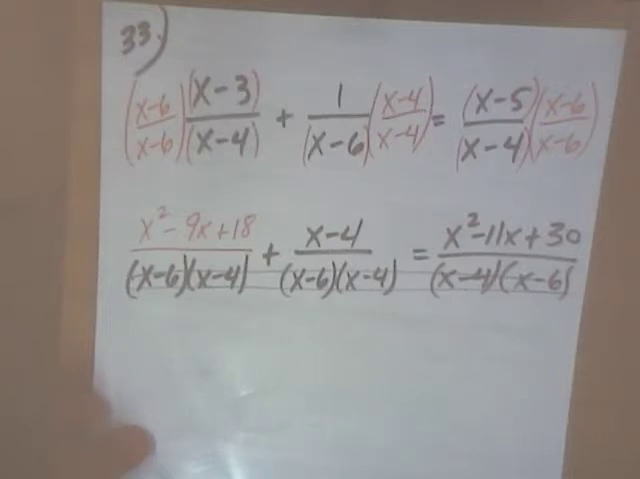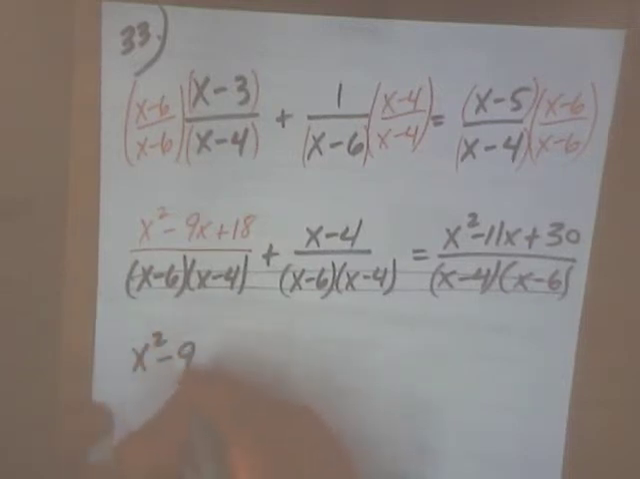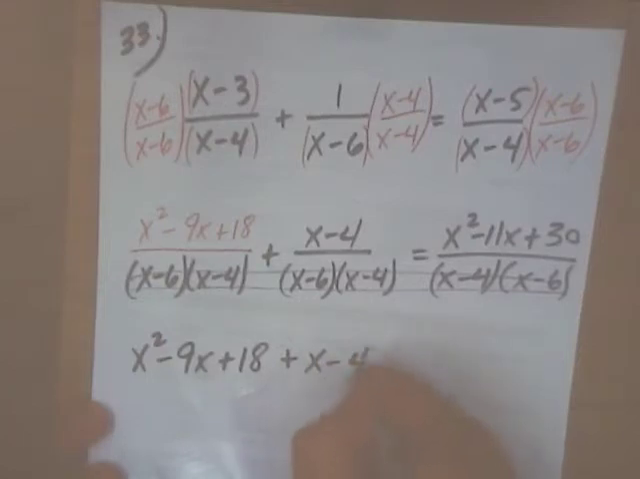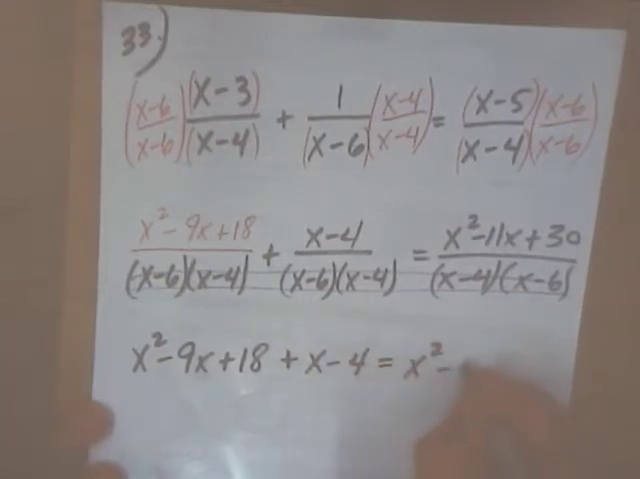Yeah, what math operation are we able to do to cancel these out? Multiply. If I've got two things that are equal, I can multiply both sides by the exact same thing, right? Well, I'm multiplying everything by the denominator. That's why they just cancel out. Alright, so I end up with x squared minus 9x plus 18 plus x minus 4 equals x squared minus 11x plus 30.